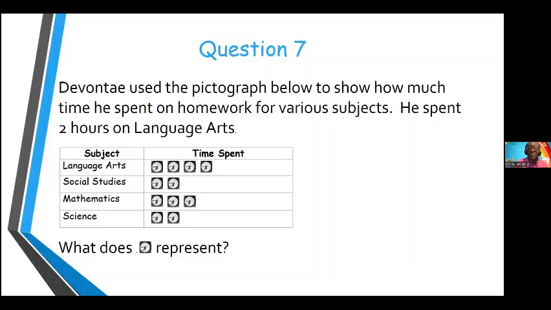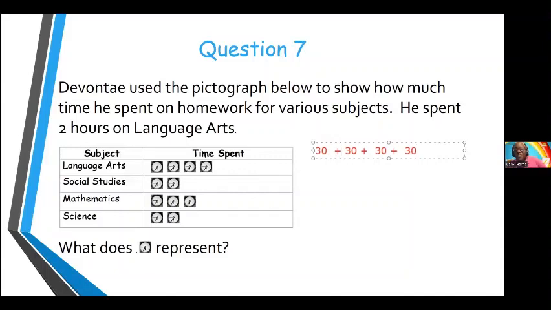Go ahead. Miss, for the language arts question, it says that he spent 2 hours on language arts. Miss, there are 4 clocks for language arts. So it means that 1 clock is 30 minutes, because 30 minutes plus 30 minutes is 1 hour. And there are 4 of those 30 minute clocks. So 1 hour and another 30 minutes is 1 hour and 30 minutes, plus another 30 minutes is 2 hours. So the answer is 30 minutes.